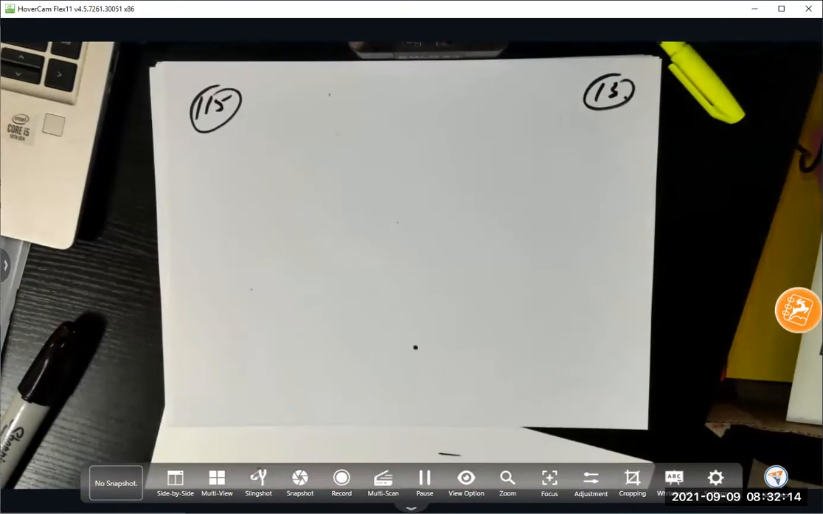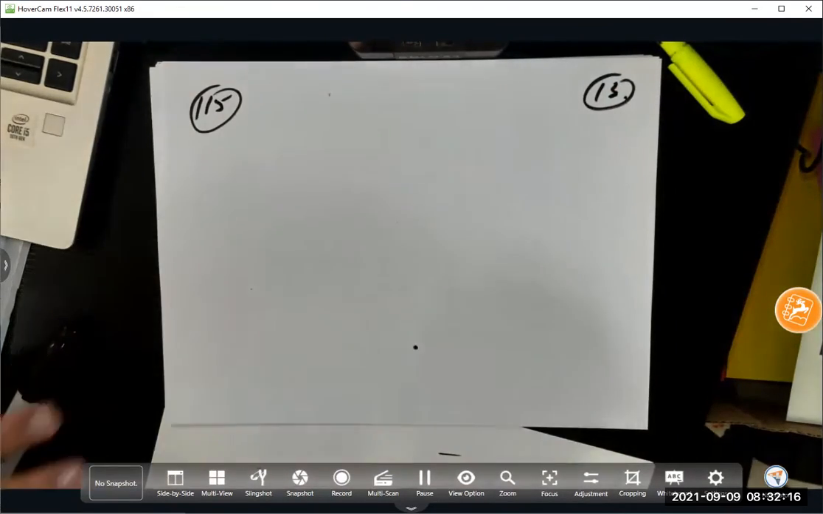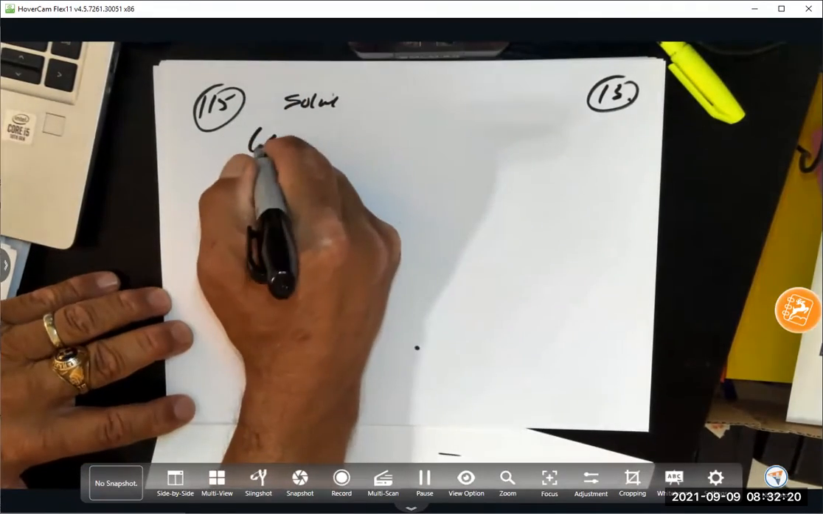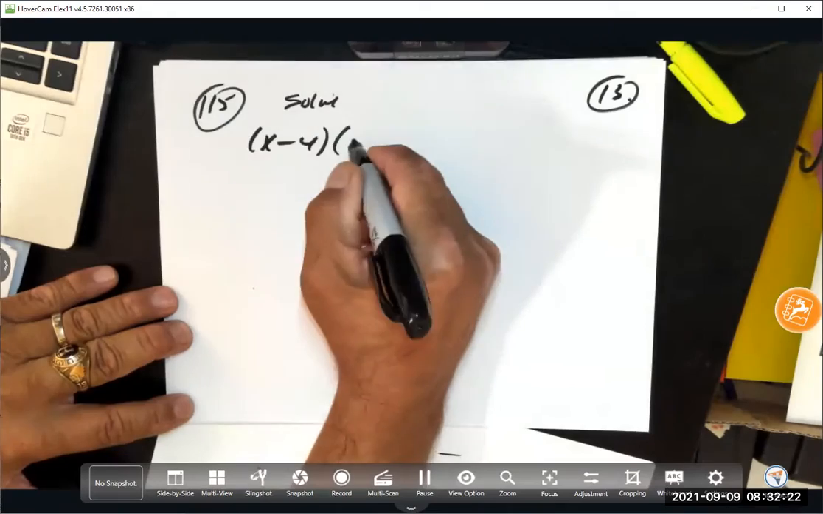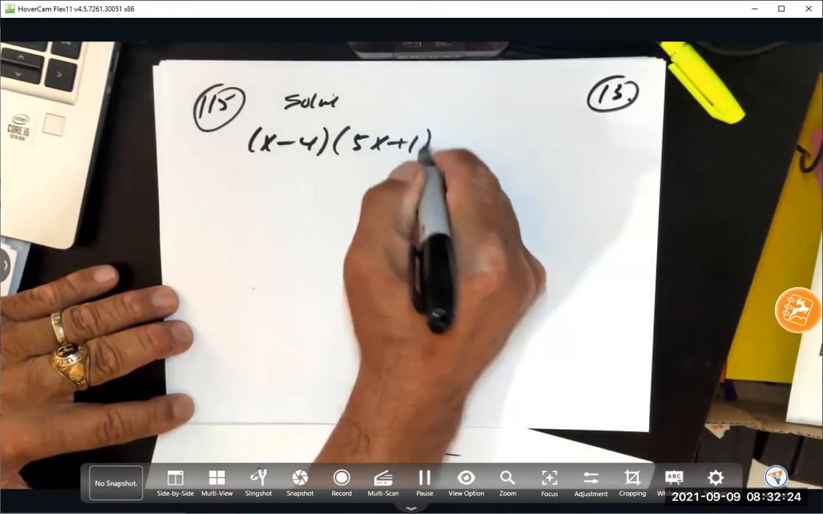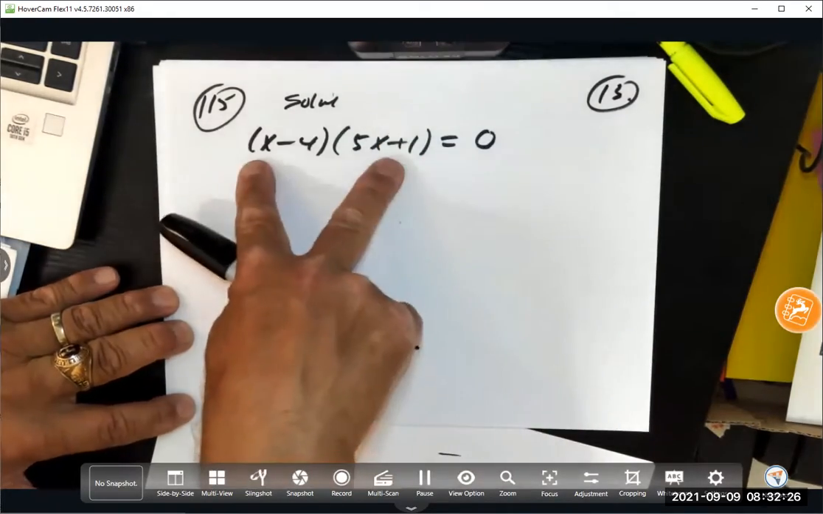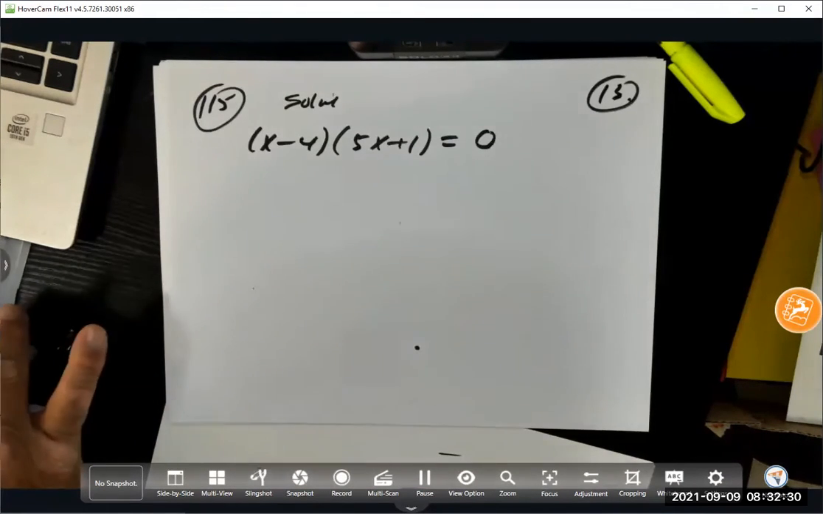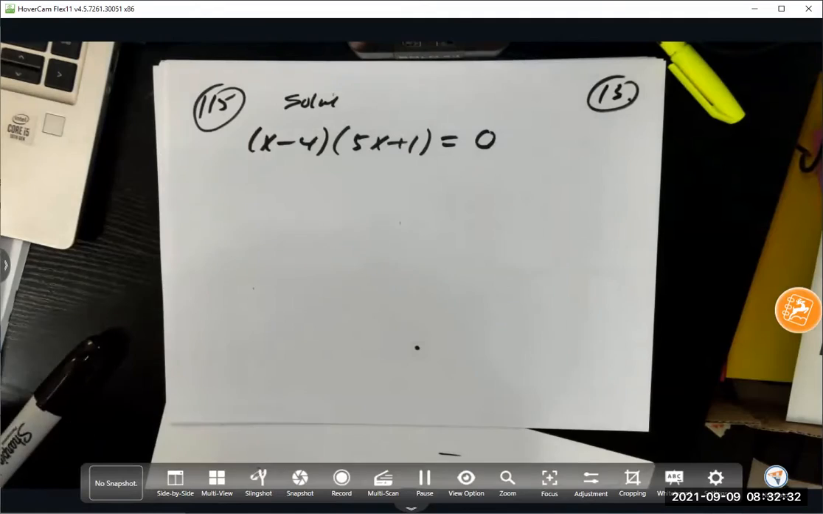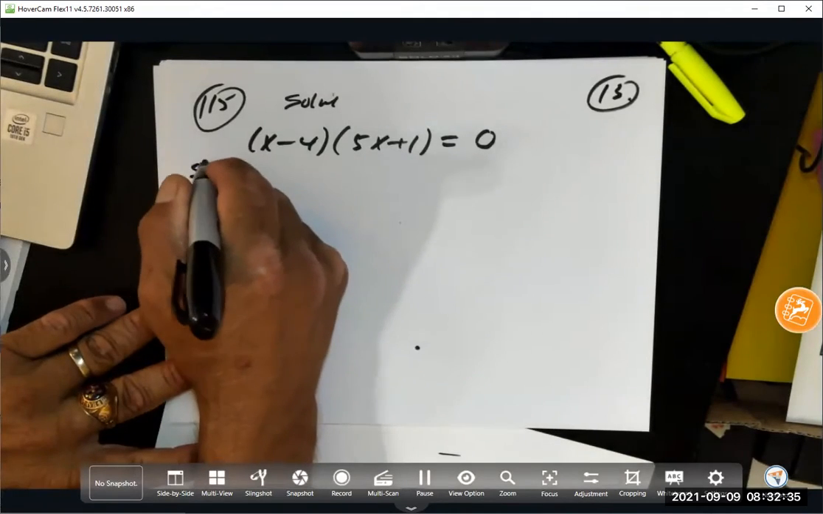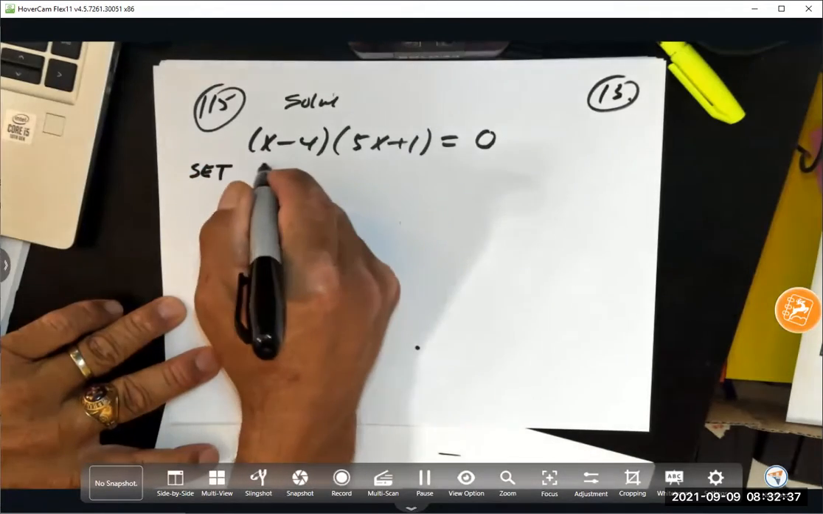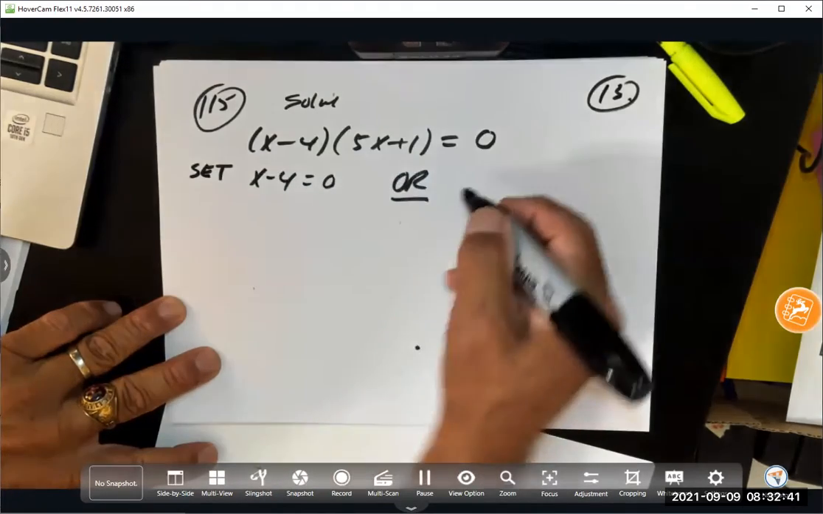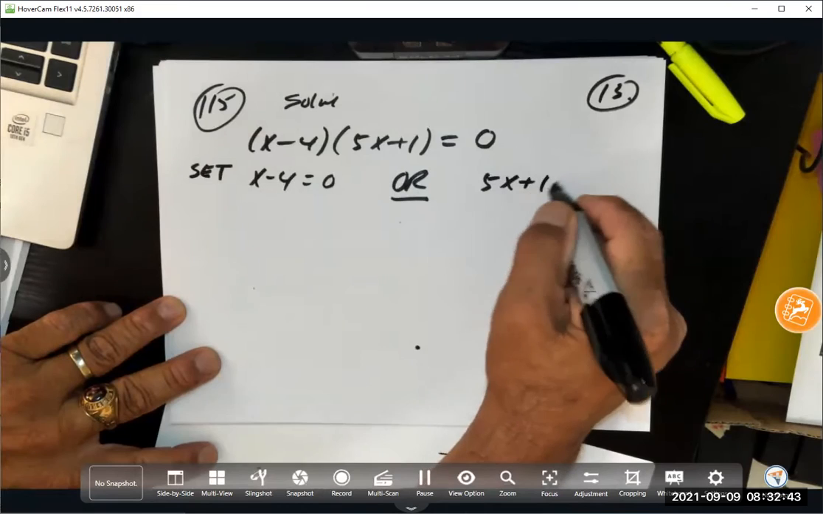All right. So 115. It says solve this equation. So you have x minus 4 times 5x plus 1 equals 0. So there's the problem. It says solve that one right there. Okay. Well, let's set each part equal to 0 then. X minus 4 is 0, or 5x plus 1 equals 0.